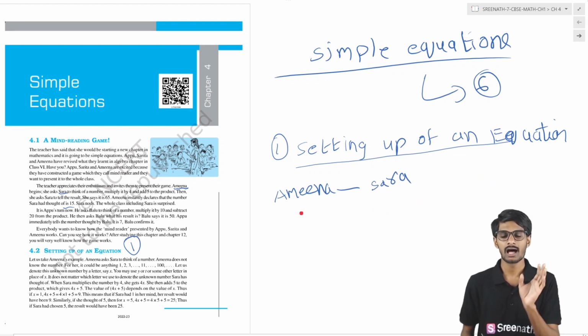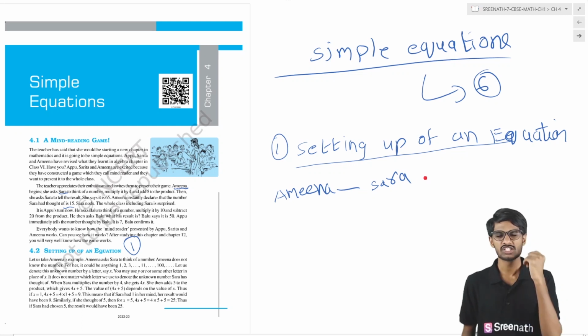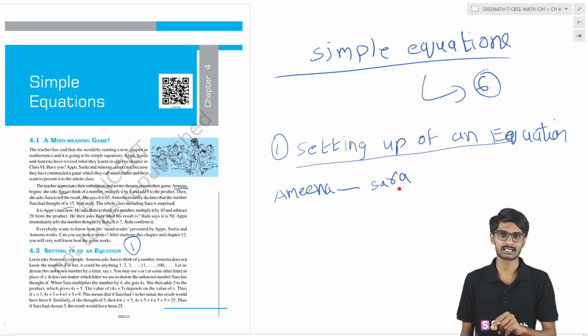So basically Amina has asked Sarah a question. Just think of one number in your mind and don't tell that number to anyone. What you have to do is multiply that number with 4 and add 5 to that number. After that you have to tell the result. So then she said that the result is 25.